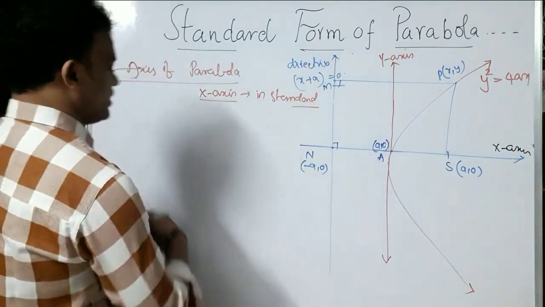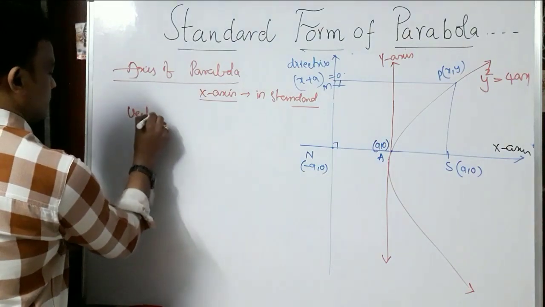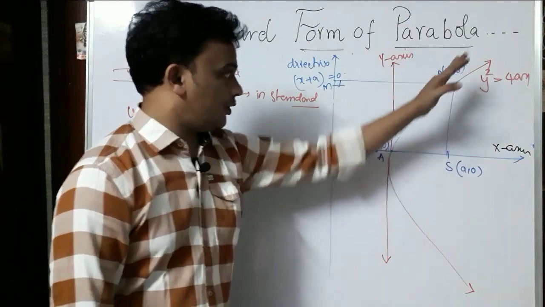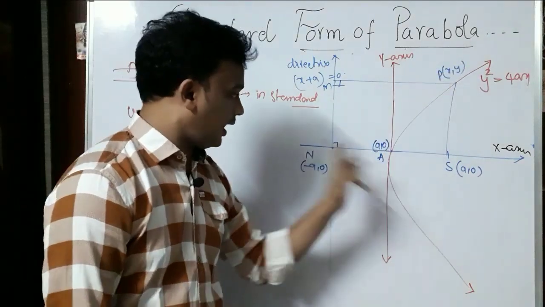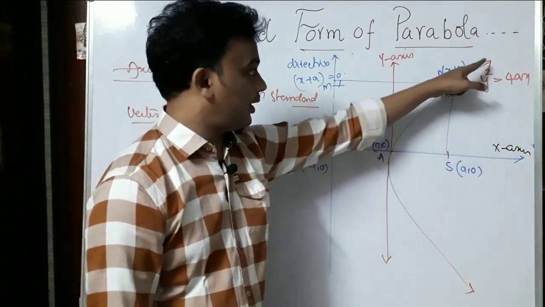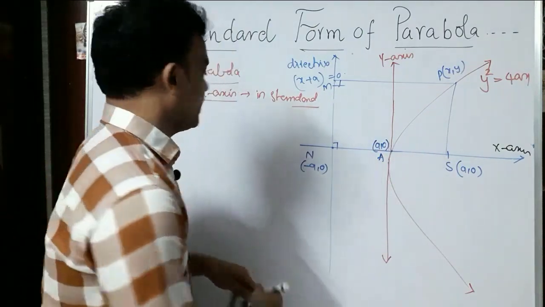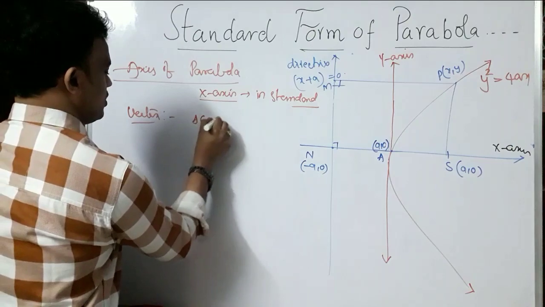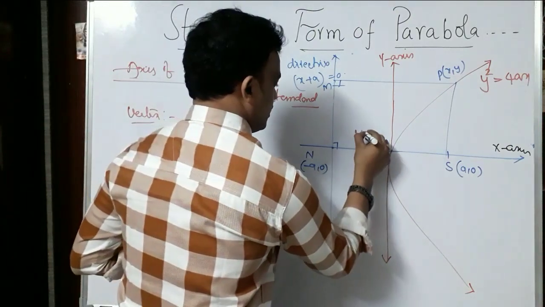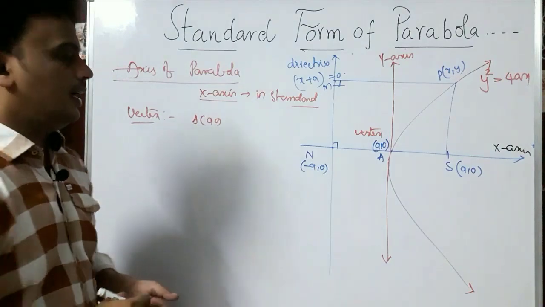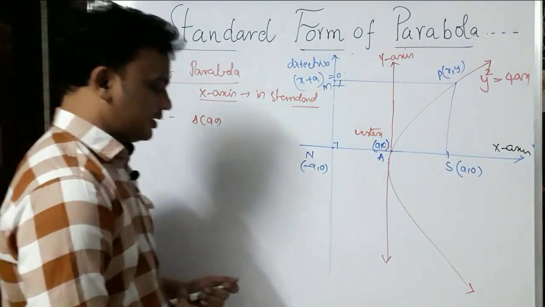Okay, and what is that? Vertex. Vertex means the point of intersection of the conic section and the axis. The point of intersection of the conic section and the axis is known as the vertex. So here A is (0, 0). This is the vertex of the parabola. And one more very important thing is from this one.